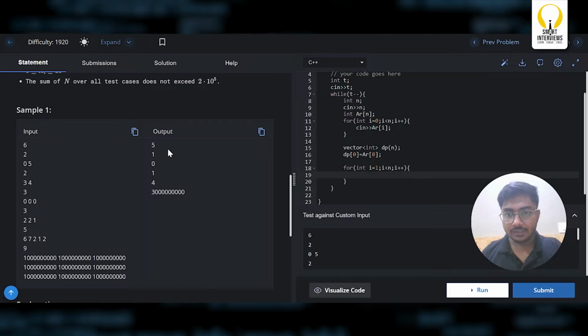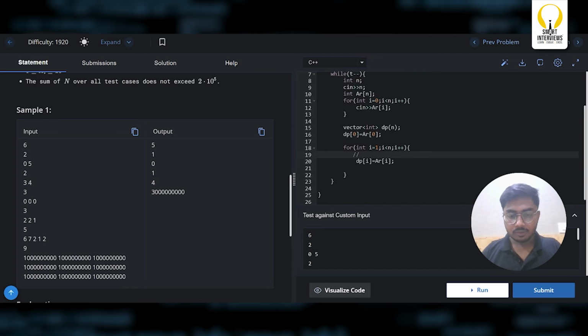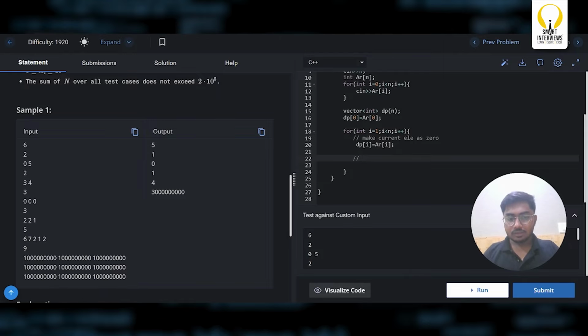two options are there. DP of I will be equivalent to option number 1. What is the first option we have? You make the current element 0. For that, the cost is going to be array of I. Our second option is that I need to make the current element equivalent to the previous one. For the second option, what is the cost being taken? Absolute of array of I minus array of I minus 1.